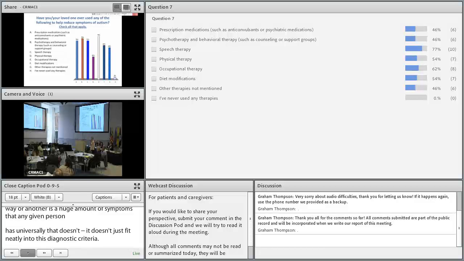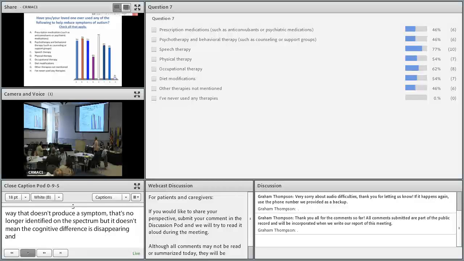You get to a point where you can find a way of living with some sort of cognitive difference in a way that doesn't produce a symptom that's any longer identified as being on the autism spectrum necessarily, but that doesn't mean that the cognitive difference has suddenly disappeared, and it doesn't mean that there aren't other symptoms of it. So there's a frustrating quality to that.